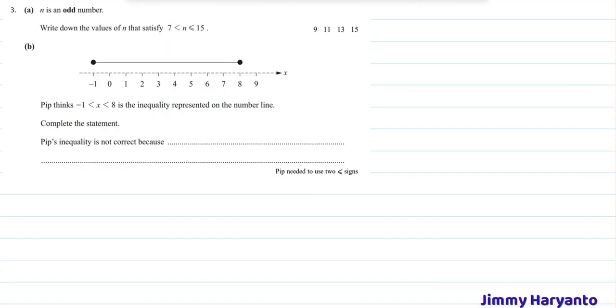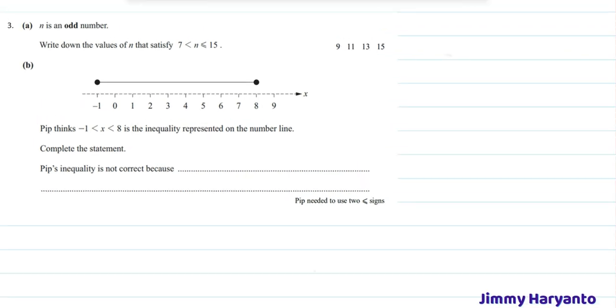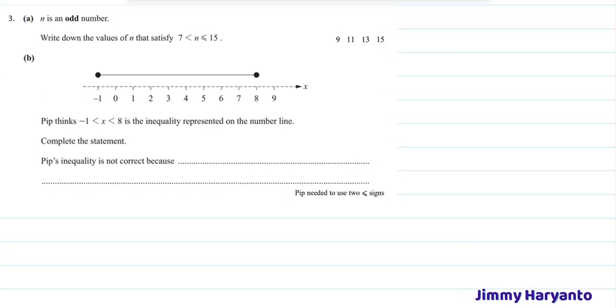Next is question 3. For question 3, n is an odd number. Write down the value of n satisfies 7 until 15. So you have to list odd numbers in between 7 and 15. So the odd numbers will be 9, 11, 13, and also 15. The 15 is included because we have equal sign right there, while 7 is not included because we don't have an equal sign right there.